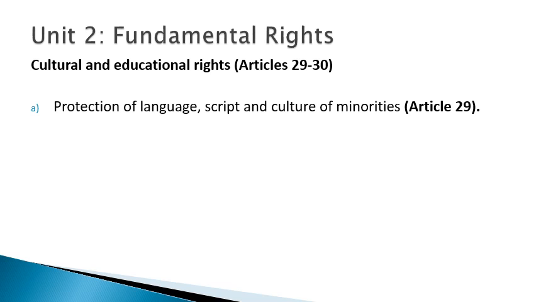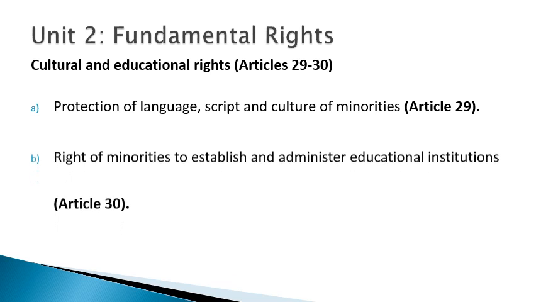After that, the second article is Article 30, the right of minorities to establish and administer educational institutions. Article 30 grants rights to minorities, whether religious or linguistic. So there are some rights. The first is that all minorities shall have the right to establish and administer educational institutions of their choice. The second is that the compensation amount fixed by the state for the compulsory acquisition of the property of a minority educational institution shall not restrict or prohibit the right guaranteed to them.